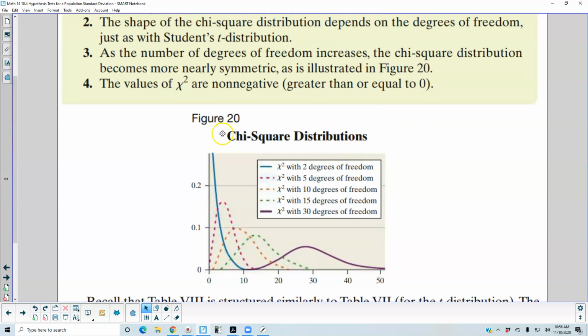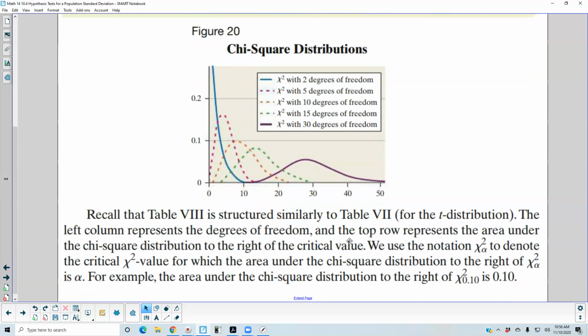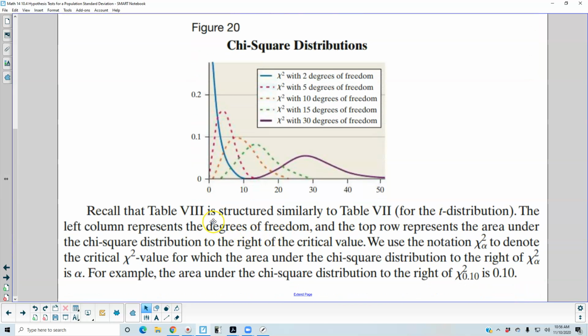So again, recall from Figure 20 the chi-square distributions. You can see that as the degrees of freedom increase, it becomes more and more a symmetrical figure. Now recall that the table is structured similarly to the table for the t distribution. The left column represents the degrees of freedom, and the top row represents the area under the chi-square distribution to the right of the critical value.